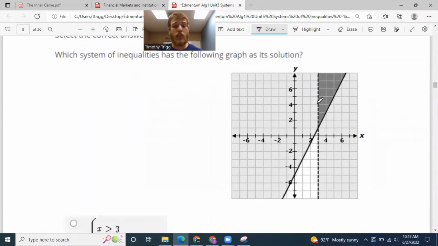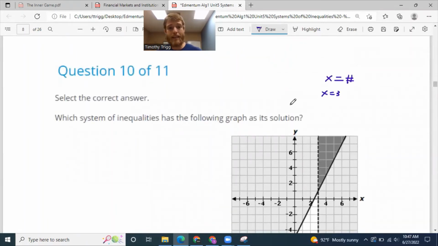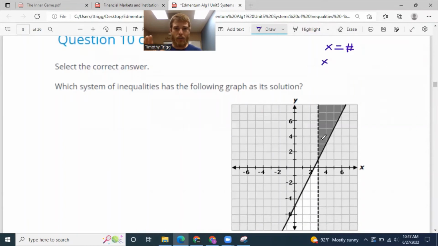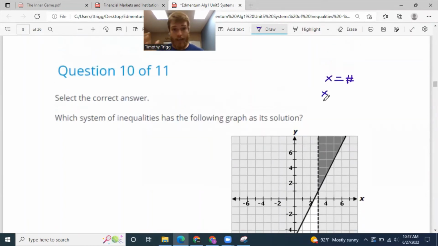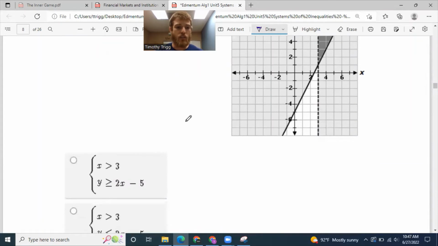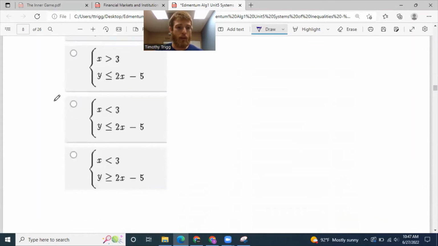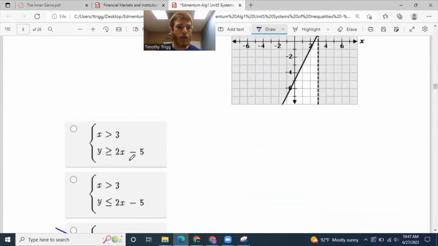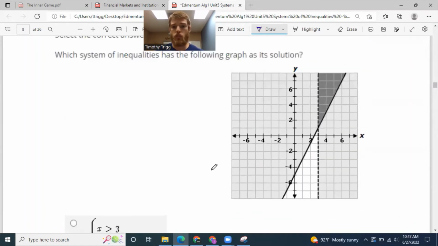Now, in our case, it's a dashed line. So it's either going to be less than or greater than, right? It won't have the or equal to. And in this case, it's not really shaded above or below, it's shaded to the right, isn't it? But to the right on the x-axis is greater than. So x is greater than 3. So I know that these two are wrong. So it must be one of these two systems of inequalities.